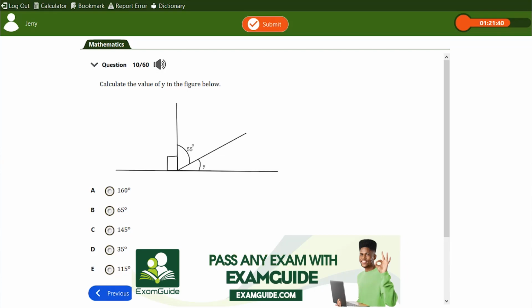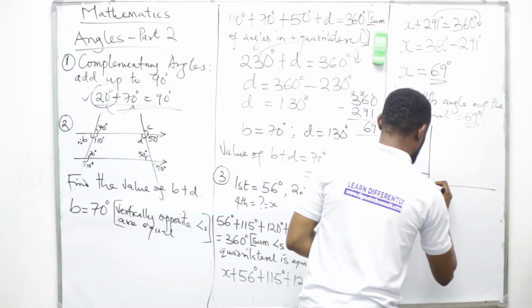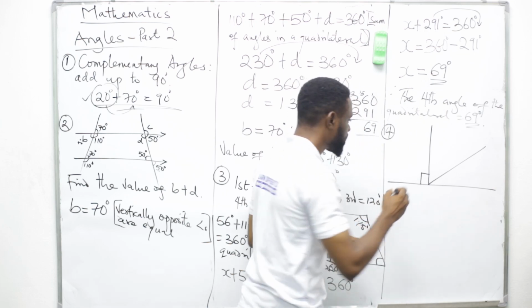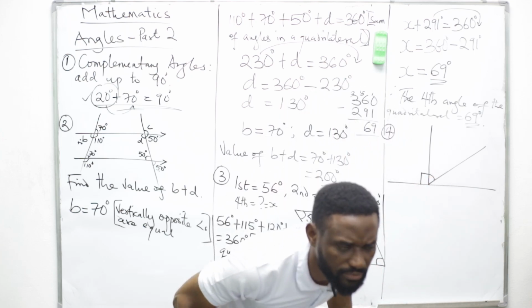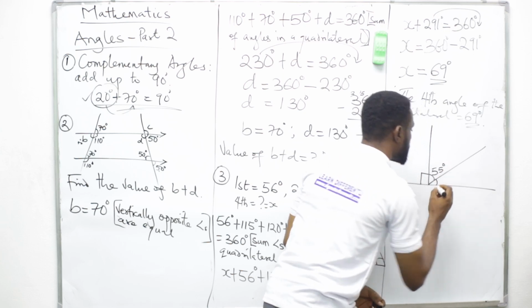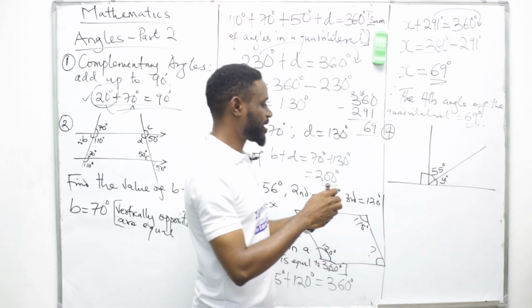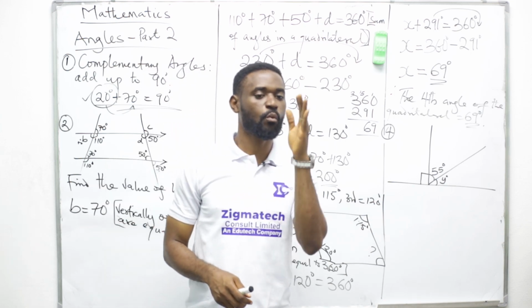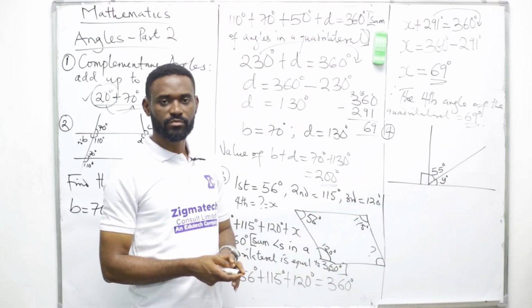I think this question is very interesting. This particular question here. A student will easily be confused in this question, but then is that 56 or 55? That is 55 degrees. Then here, this is y degrees. Now the question is, calculate the value of y in this shape. What is the value of y?